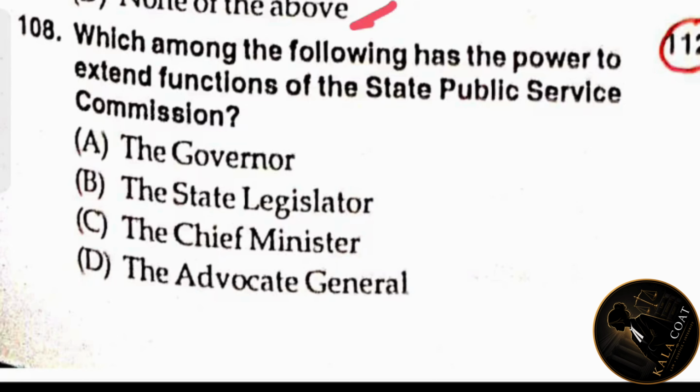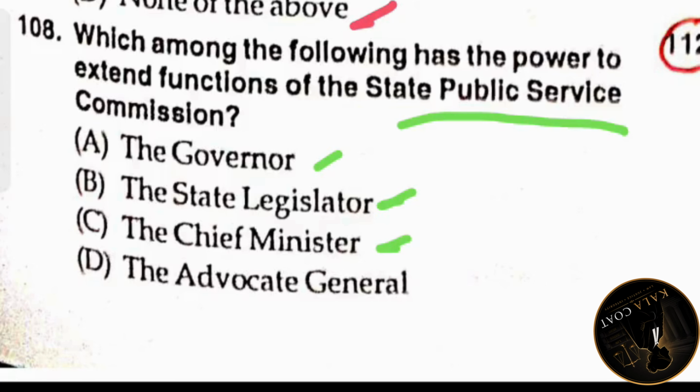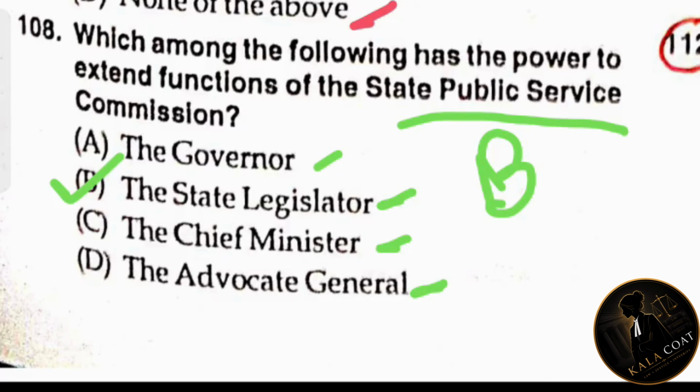Question number 108. Which among the following has the power to extend the functions of the State Public Service Commission? Options are the Governor, State Legislator, the Chief Minister, the Advocate General. Correct answer है the State Legislator or the Legislature. So option B is the right answer. अगर question में ऐसा होता, if the question would have been with regard to the Union Public Service Commission, तो सही आंसर होता the Parliament, because सेंटर में पार्लियामेंट है और स्टेट लेवल पे इट इज़ द स्टेट लेजिस्लेचर.